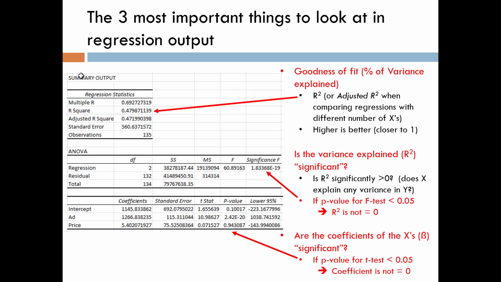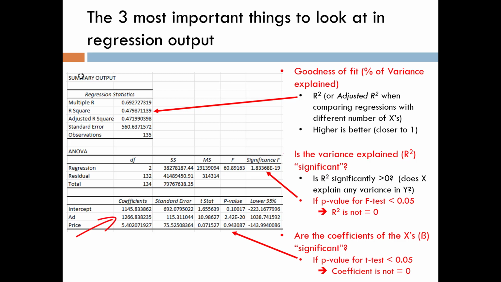Third, in the last section, look at the column titled p-value. This shows the p-values for the tests for the coefficients. In this example, the p-value for ad is less than 0.05, but for price, it is greater than 0.05. So we conclude that the coefficient for price is 0, but for the ad, it is significantly different from 0.